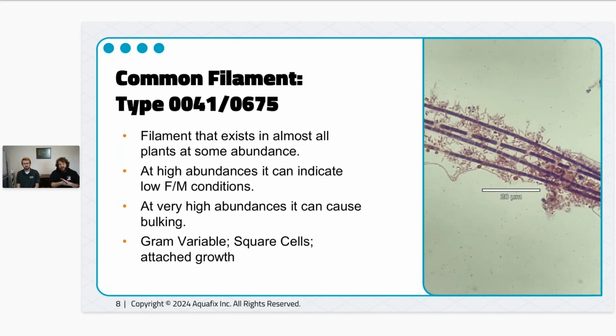You're generally not going to get problems from this filament in your system, but at high abundances, if you have an older, very mature sludge that is dealing with low F/M issues, this filament can get out of hand and cause bulking. It's not super common, but we've seen it.